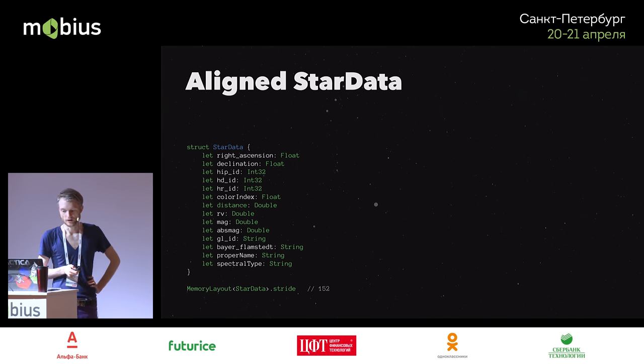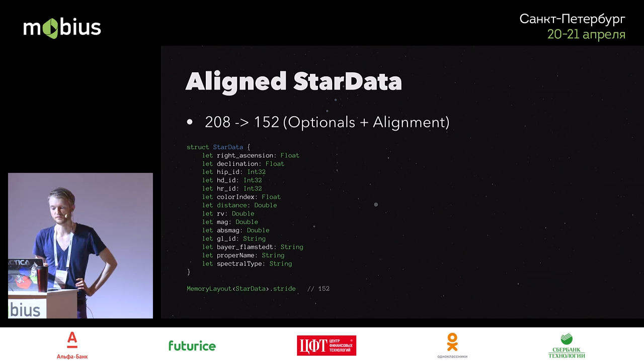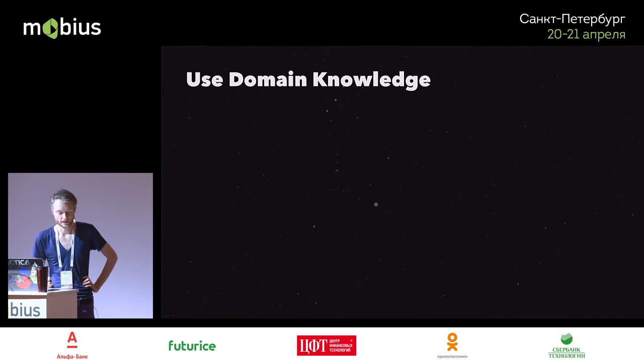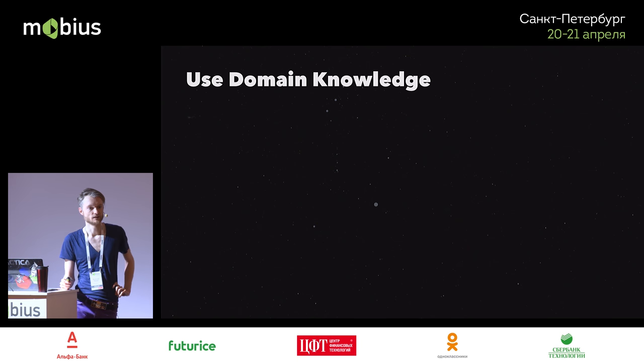And we can think about what else we can do. So we went from 208 to 152. That's 25% less memory, but it still doesn't really help us with the 500 megabytes. We would now be at like 350 or something. So not much better. Another topic when it comes to optimizing your code is domain knowledge.